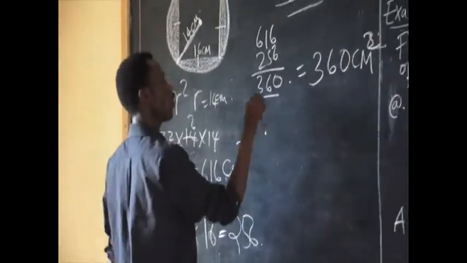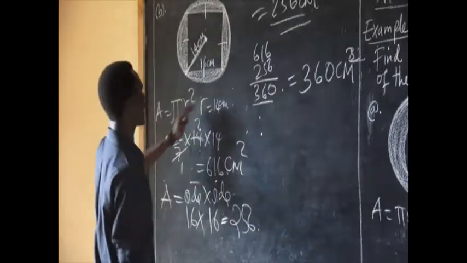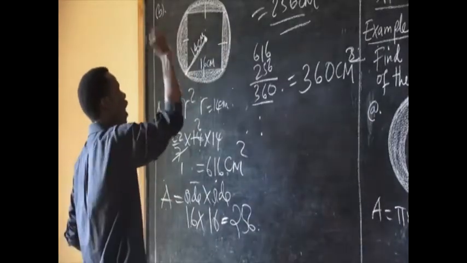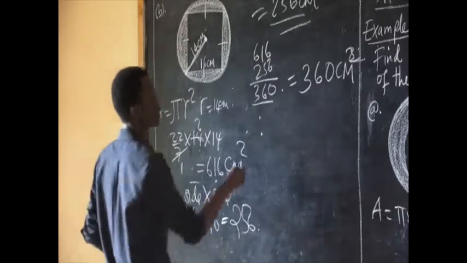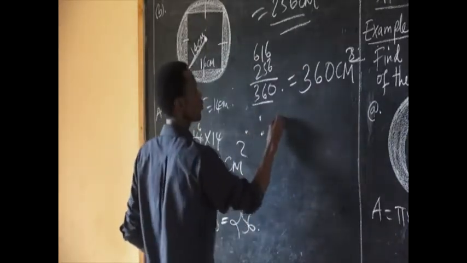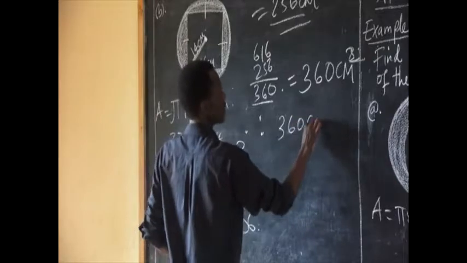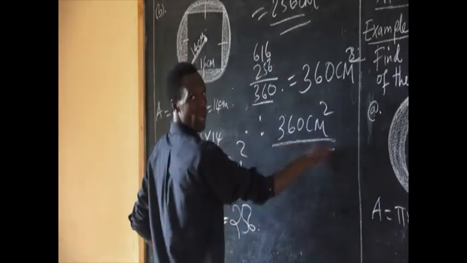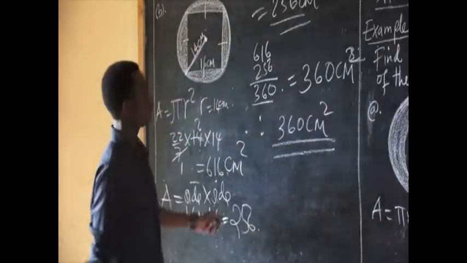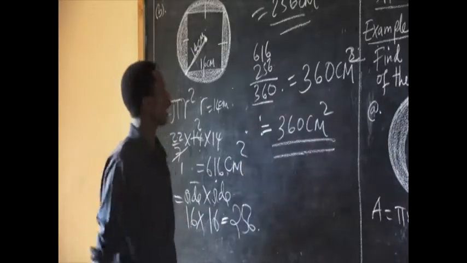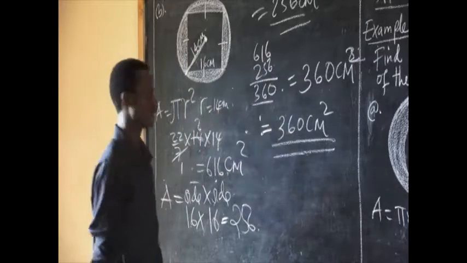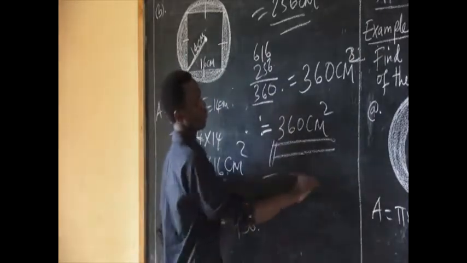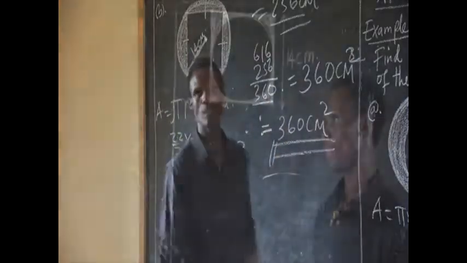Now you conclude by saying the area of the shaded region, after removing the unshaded area, is equal to 360 centimeters squared. So this is the shaded area of the figure. This is how we go: it is 360 centimeters squared.